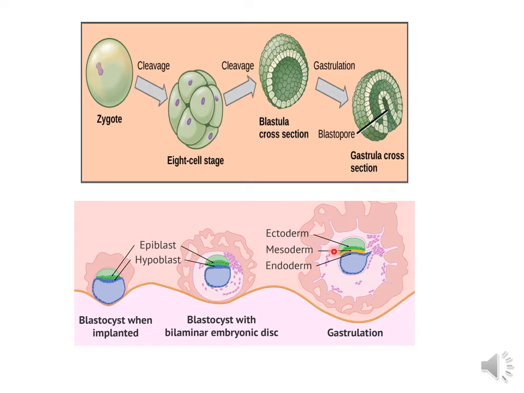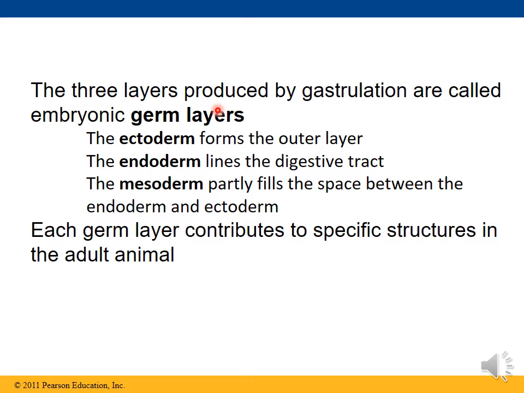Here the gastrulation is completed, so there is a change from the bilaminar germ disc, two layers, into three layers. So the germ disc here is a trilaminar structure. The three layers produced by gastrulation are called embryonic germ layers. Ectoderm forms the outer layer, endoderm lines the digestive tract, whereas the mesoderm partly fills the space between the endoderm and ectoderm. Each germ layer contributes to specific structures in the adult animal.